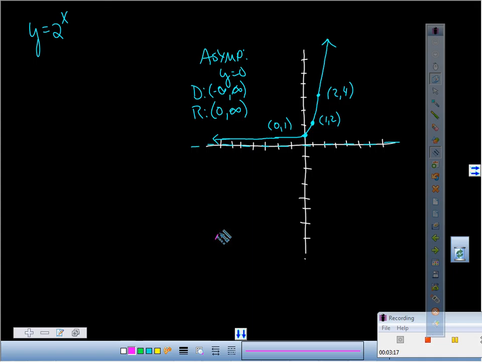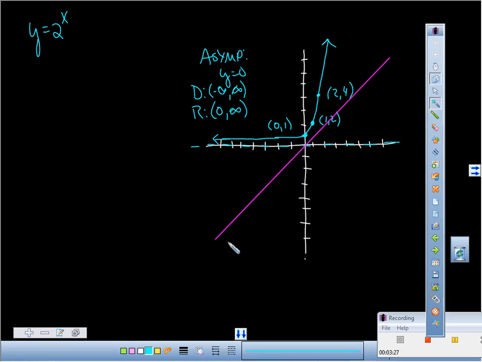Now really, if you want to find an inverse, what do you do? How do you find an inverse of a function? Switch the x's and the y's and you solve for y. Okay, so let's switch the x's and the y's. If I switch the x's and the y's, this is going to say x is equal to 2 to the y. Do you agree with that?